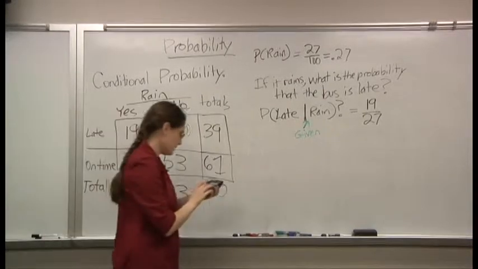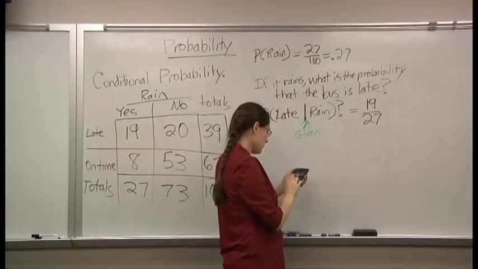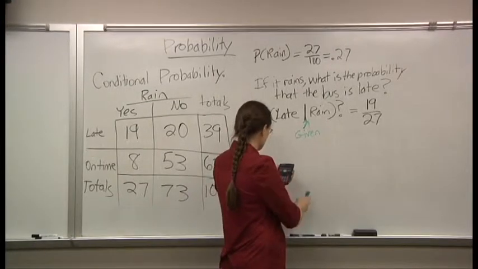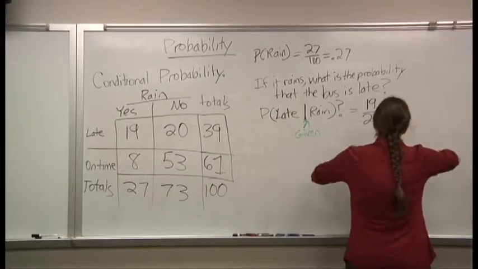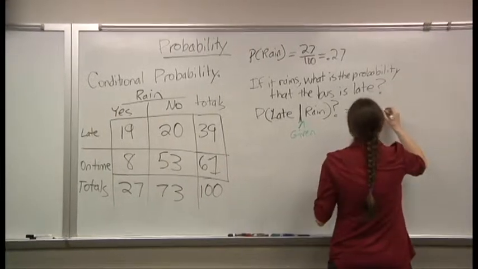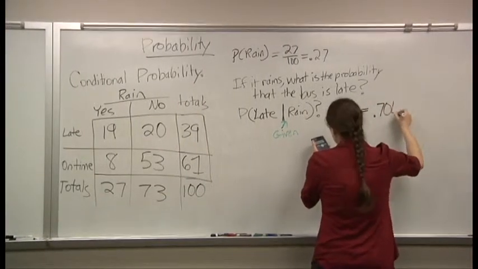Let's convert that to a decimal. 19 divided by 27. Okay. 70.4%, or sorry, 0.704.